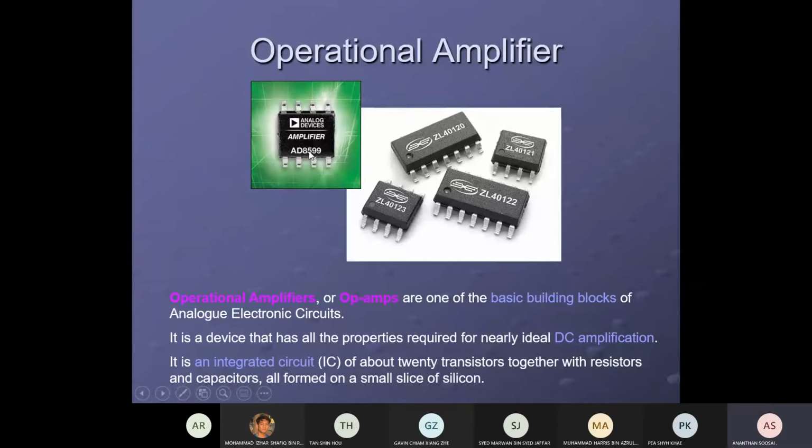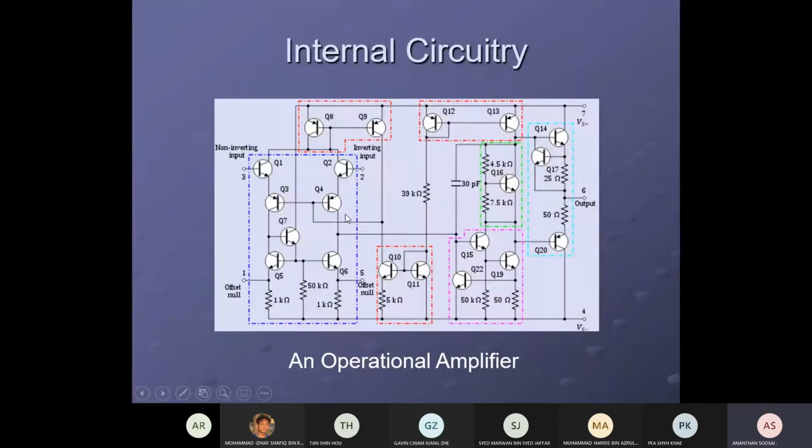Although it looks like a box, the circuit inside is complex. As I told you last time, it is made of small units called transistors. As I said, there are more than about 20 transistors in that one op amp. Multiple amplifications are done before it gives out the output.